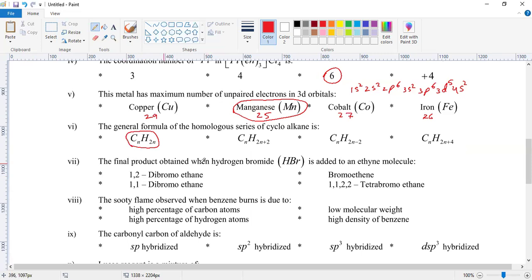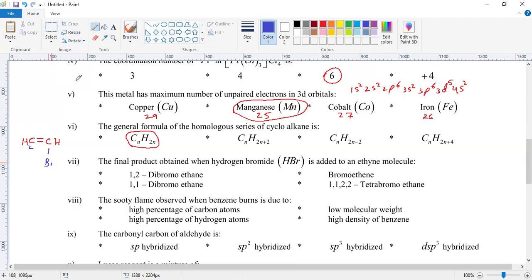The final product obtained when hydrogen bromide is added to ethyne. Ethyne is this molecule which has a triple bond. So what happens? When the first molecule is added, it does not follow Markovnikov's rule because both the carbon atoms are similar. So one hydrogen atom goes to one of the carbon atoms while bromine goes on the other carbon atom.